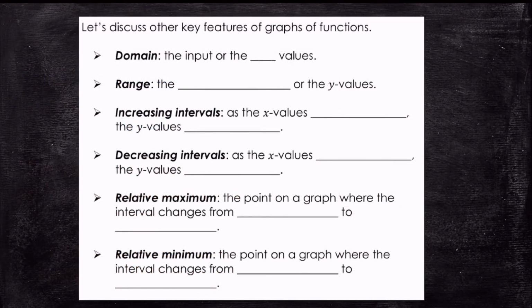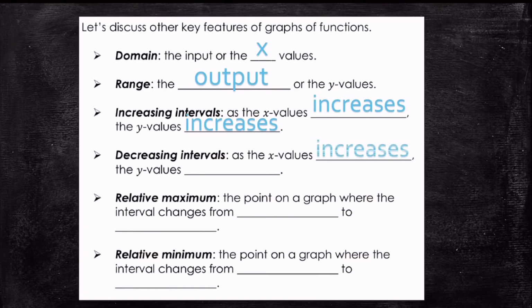So a couple more key features to look at. What's your domain? We've already talked about that. That's the x values, your input. Your range is your output, the y values. Now an increasing interval. So this is an interval on your graph, so a place in the graph where as the x value increases, the y value increases. So we're going positive in both directions, okay? A decreasing interval is where the x values increase and the y values decrease. With me so far?